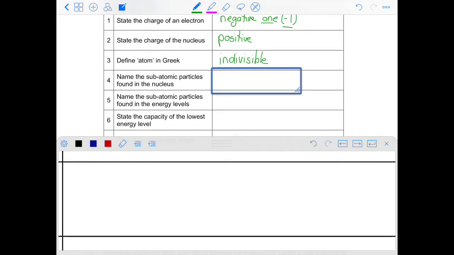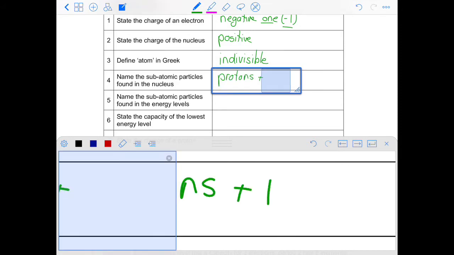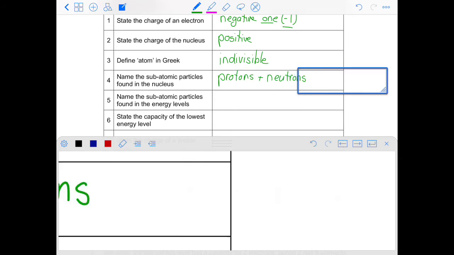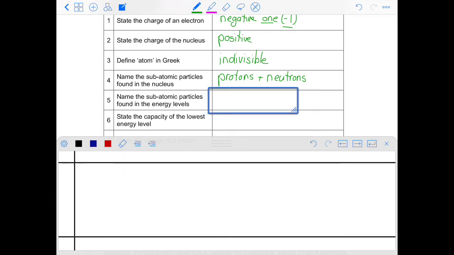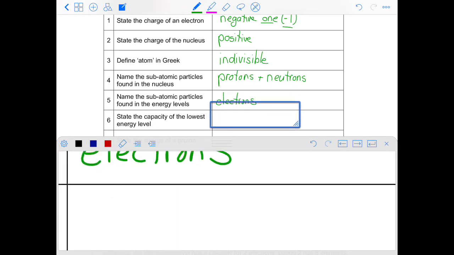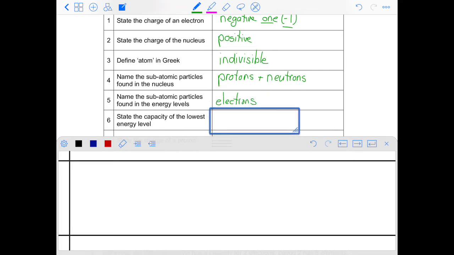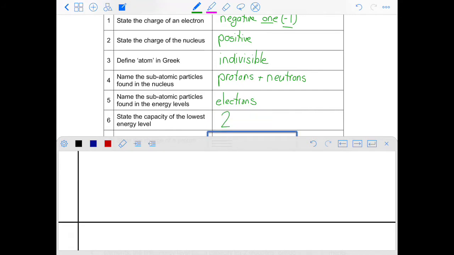The subatomic particles found in the nucleus, we have the proton and the neutrons. The subatomic particles we find in the energy levels, we have the third one left, and those are the electrons. The capacity of that lowest energy level: we can only fit 2 electrons in the lowest shell.